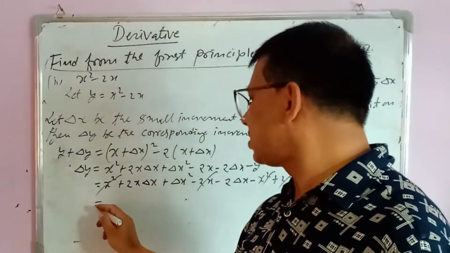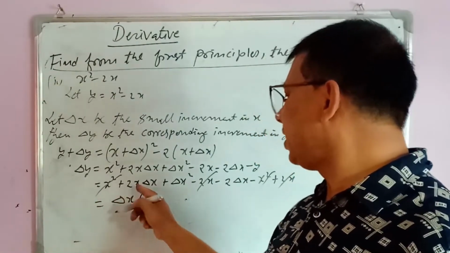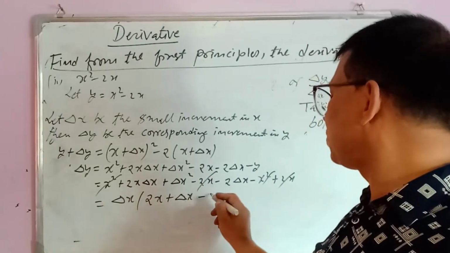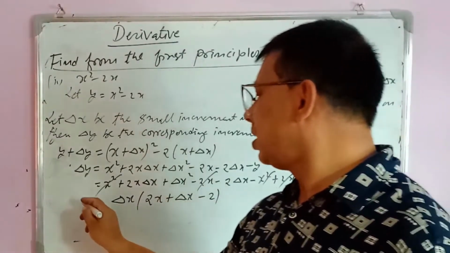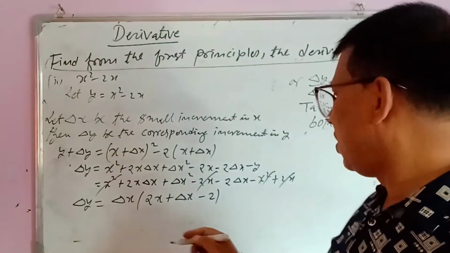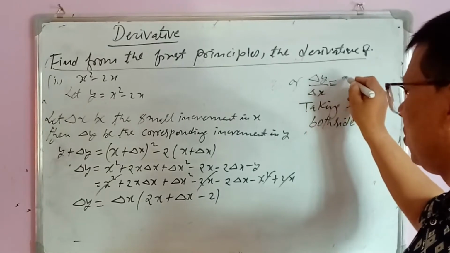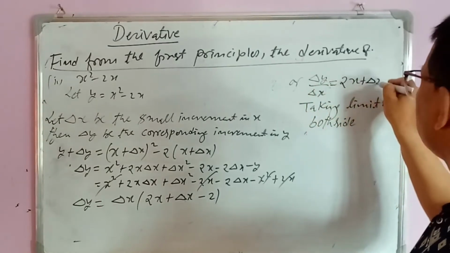Take delta x common, the remaining is 2x plus delta x. Here nothing means 2 only, remaining delta x already gone. So delta y by delta x equal to 2x plus delta x minus 2.